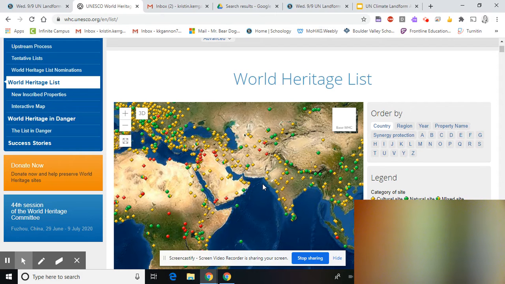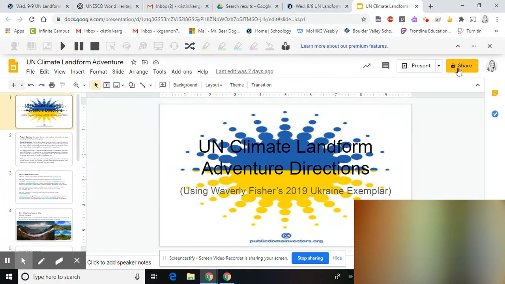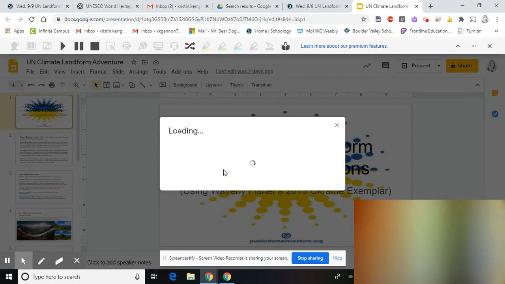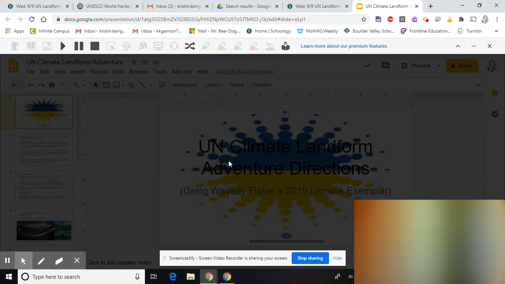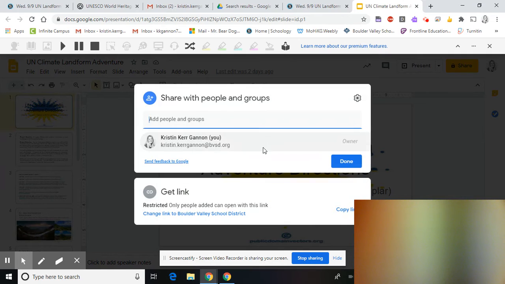Or you could do a quick web search on places to visit in my UN country and then type in the name. You need to go to one natural site and one cultural site. And then when you've got your sites, we're going to take a trip. So I'm going to show you Waverly's last year and go through the directions as I show you hers.